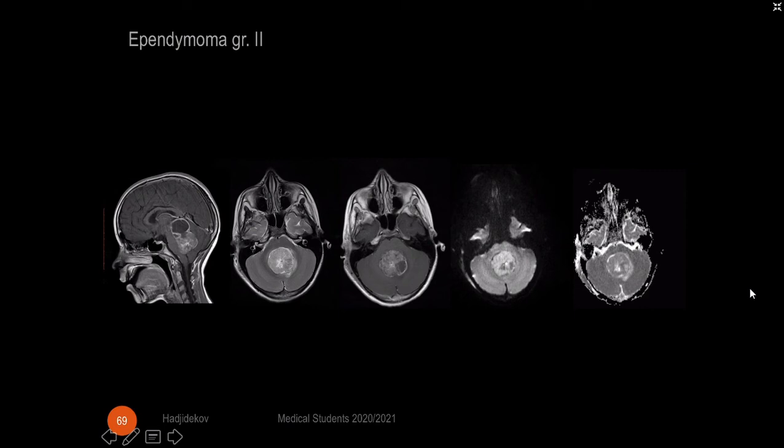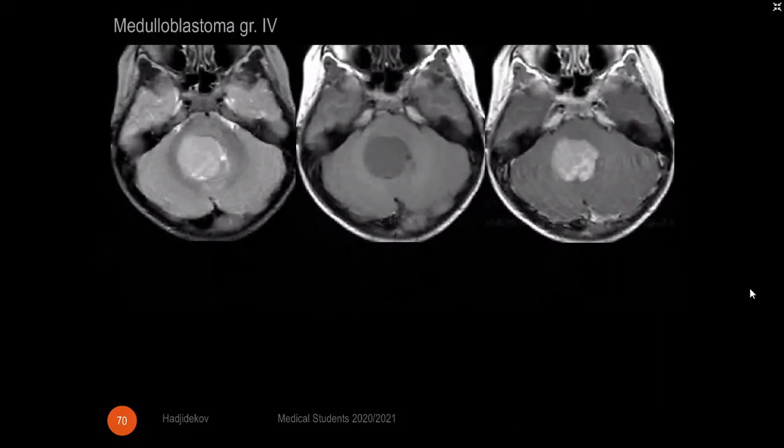So this is a T1 image, and this is a T2 image here. The second one is a T2. The sagittal one is a T1 with contrast. The first image is the sagittal T1 with contrast, and you see the cystic component of the tumor, of this ependymoma. An example of medulloblastoma grade 4, the same location as the previous case, the tumor is invading completely the fourth ventricle.